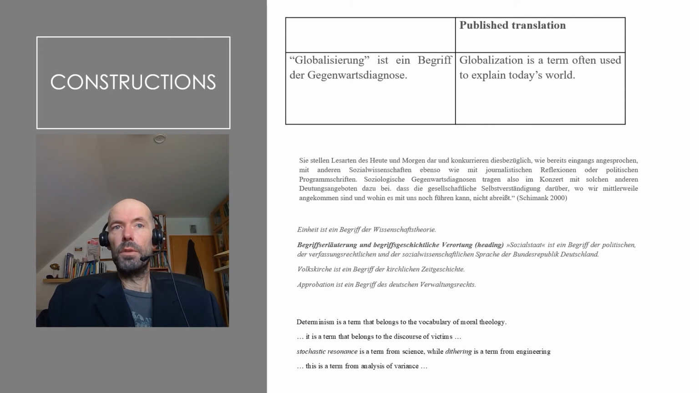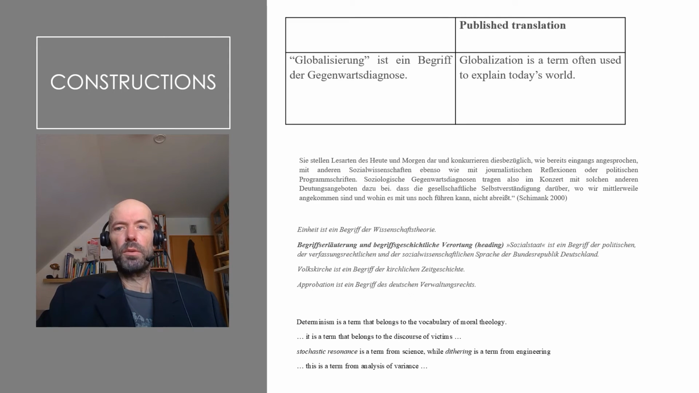Secondly, research on Gegenwartsdiagnose reveals two things. First, the word is used mainly in German sociology, and second, its meaning can be defined as follows. Sie stellen Lesarten, that is the Gegenwartsdiagnosen, stellen Lesarten des Heute und Morgen dar und konkurrieren diesbezüglich, wie bereits eingangs angesprochen, mit anderen Sozialwissenschaften ebenso wie mit journalistischen Reflexionen oder politischen Programmschriften.